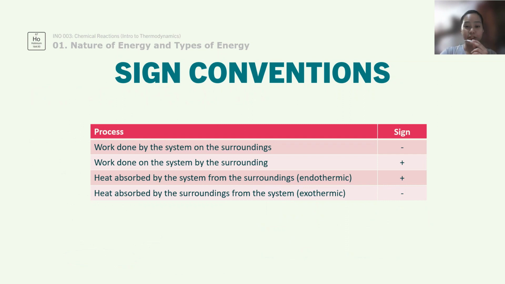To better understand how the sign of heat and work is decided, let us also discuss sign conventions. Work done by the system on the surroundings has a negative sign. On the other hand, work done on the system by the surroundings has a positive sign, indicating gain in mechanical energy. For heat, when it is absorbed by the system from the surrounding, the value will be with a positive sign and is also considered an endothermic process. Lastly, when heat is absorbed by the surrounding from the system, the value will be with a negative sign, which indicates the loss of thermal energy in the system. This is considered an exothermic process.